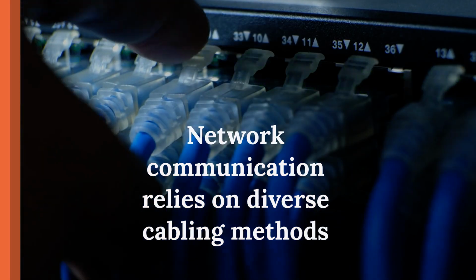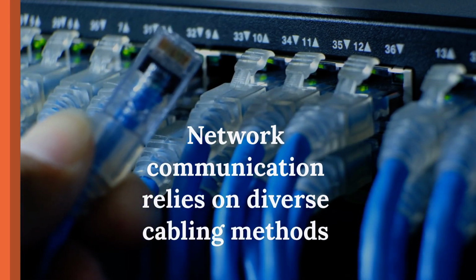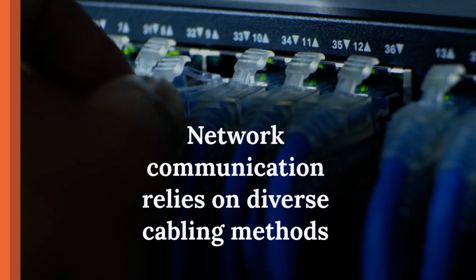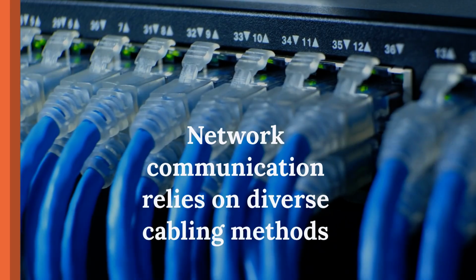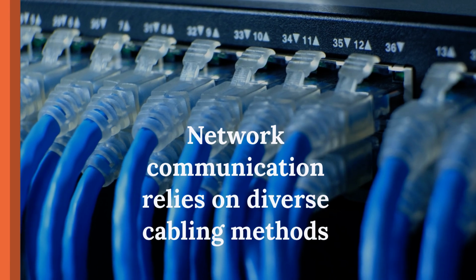Communication in networks relies on various cabling methods. Fiber optics and coaxial cables are common types. Connectors play a crucial role in linking devices. Addressing ensures data reaches the correct destination. WAN connectivity options include broadband and ISDN.